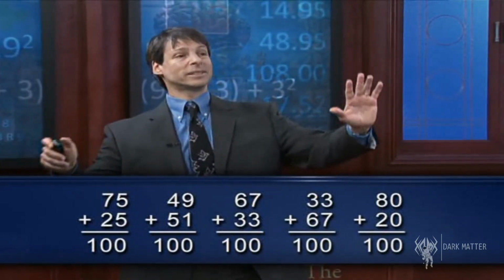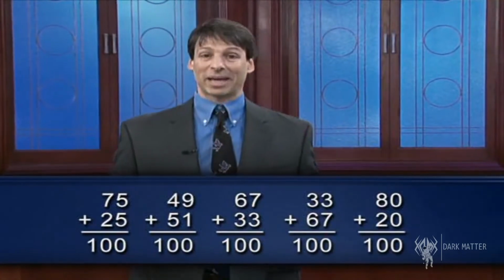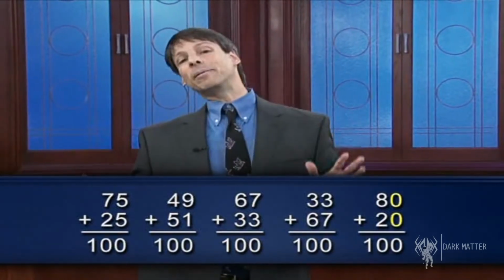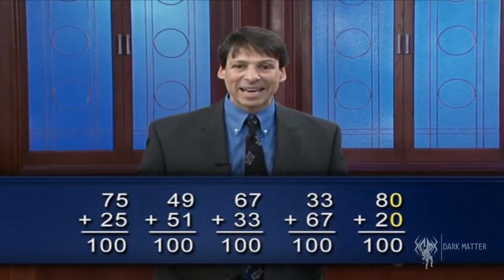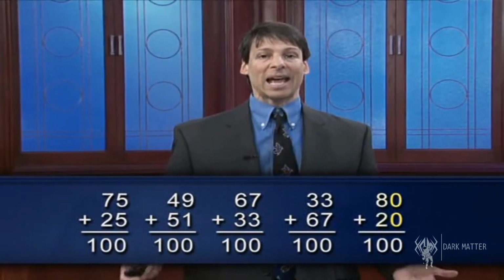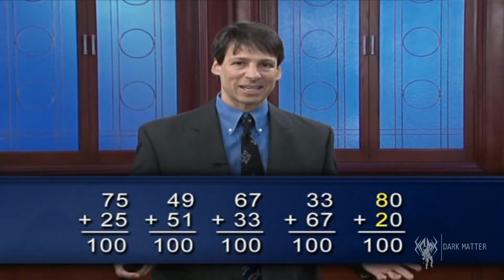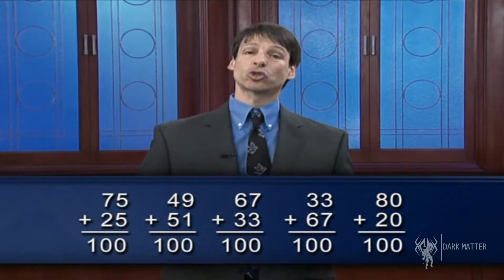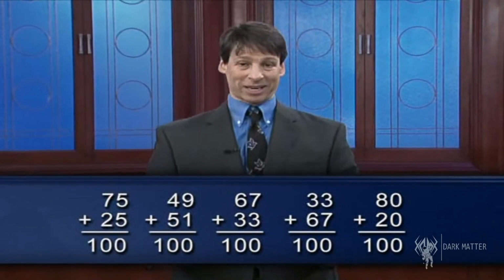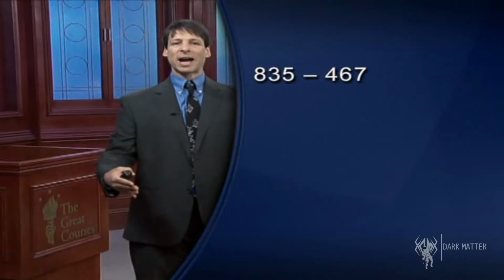Now, wait, I see an exception here. Look at the last problem, 80 plus 20. If the number ends in 0, like 80, then the complement will also end in 0. And the first digits, instead of adding up to 9, they're going to add up to 10. So the complement of 80 is 20, but we knew that already, right? How far is 80 from 100? It's 20.